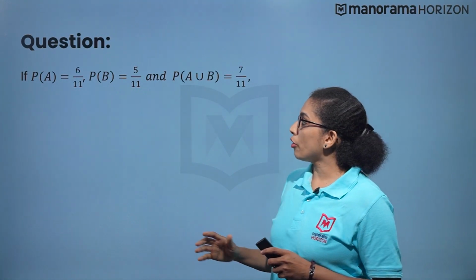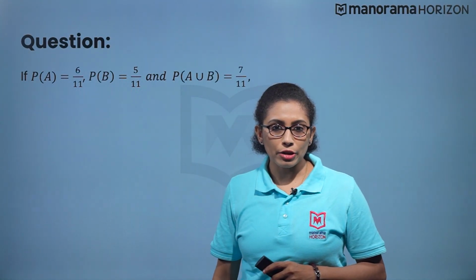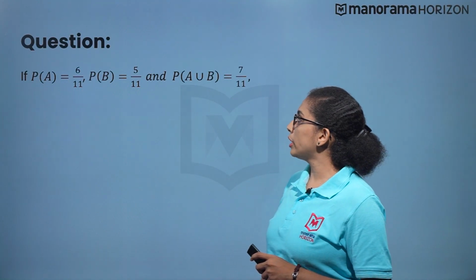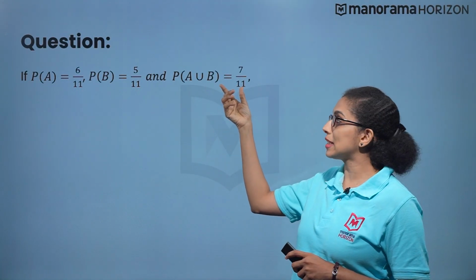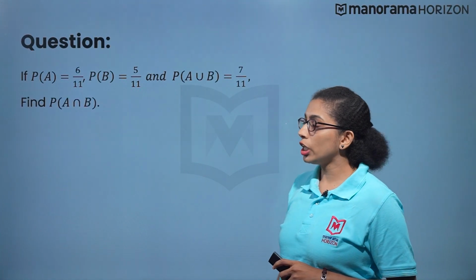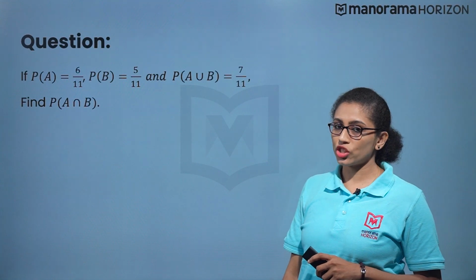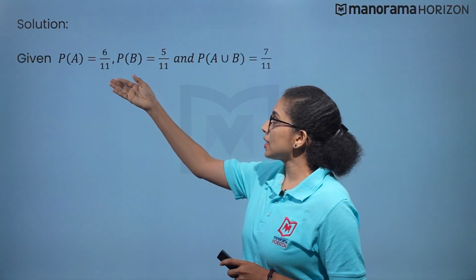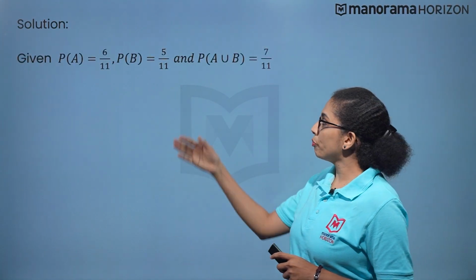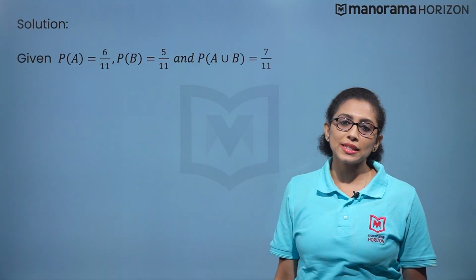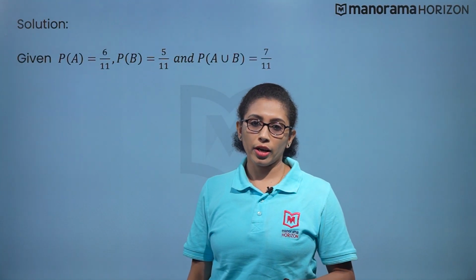If the probability of A is equal to 6 by 11, probability of B is equal to 5 by 11, and the probability of A union B is given as 7 by 11, then we need to find P of A intersection B. Solution. First, write the given data. That is, P of A is given as 6 by 11, probability of B is given as 5 by 11 and probability of A union B is given as 7 by 11.